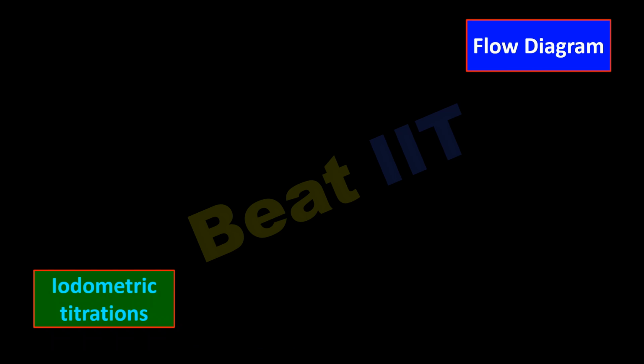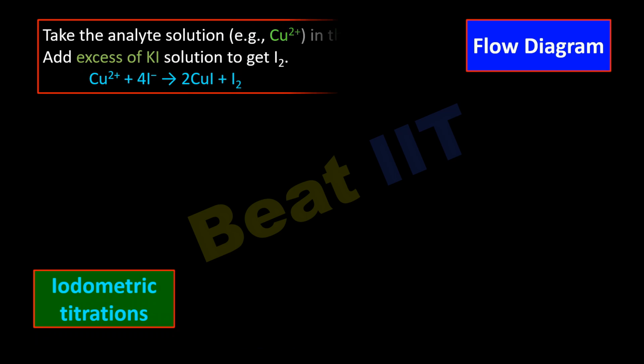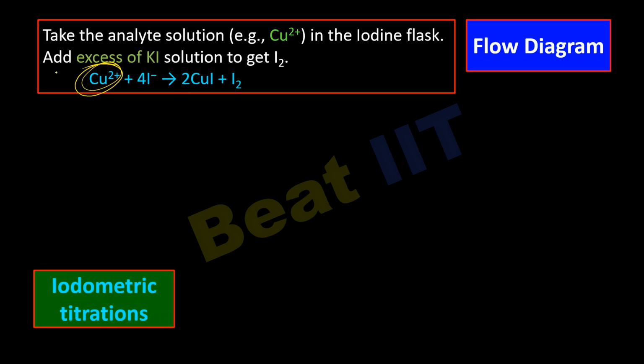Now all the steps through a flow diagram. It is important that you can recall all the steps. First one, take the analyte solution, that is copper sulfate, in the iodine flask. You have to add excess of KI solution to get iodine here. Why do you add excess of KI? To ensure that the entire copper sulfate is used. Otherwise, some copper sulfate might remain unreacted. You will get iodine from here.